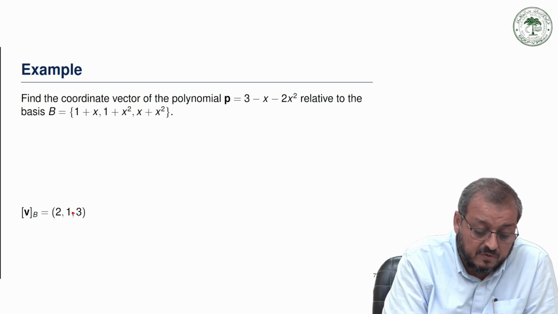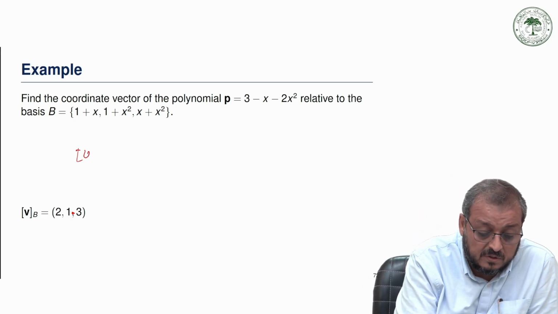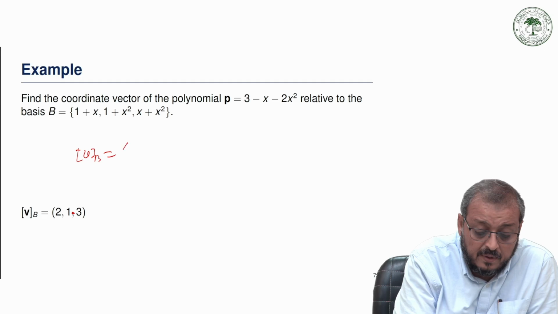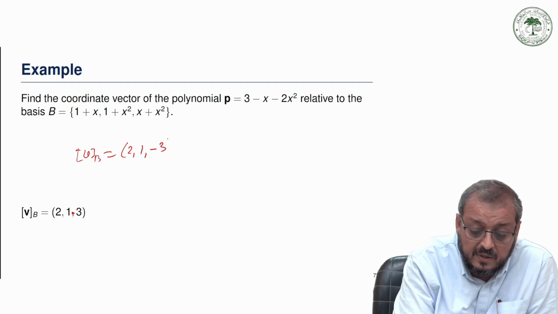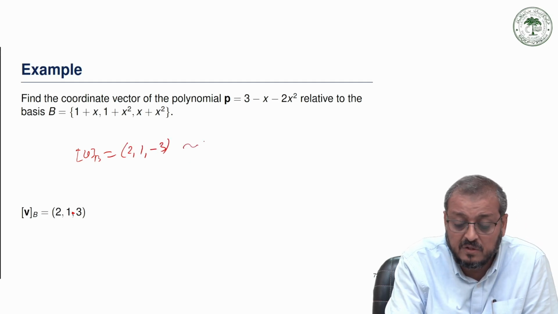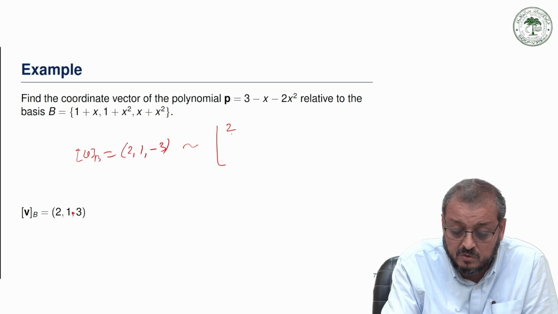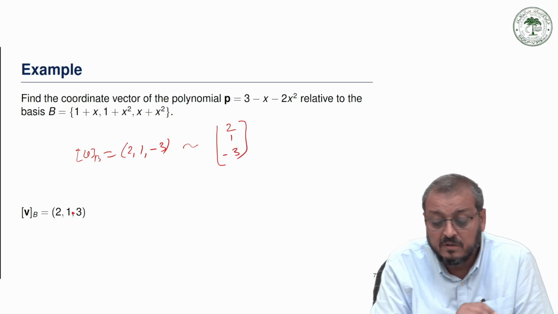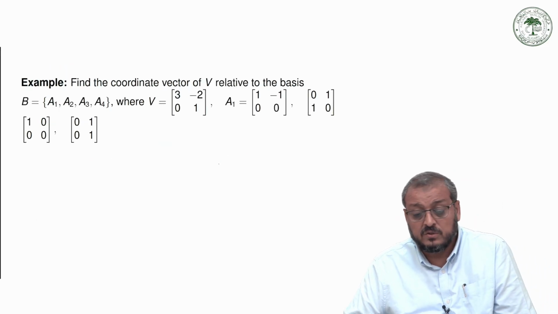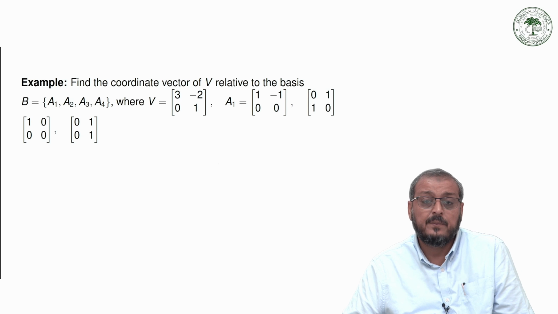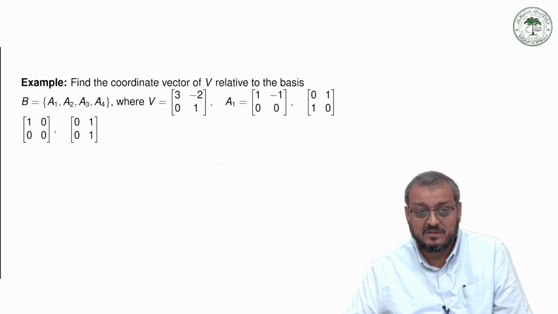So this means VB is equal to, this is not correct. The correct one is 2, 1 and minus 3. This is a vector, and if we write this in the form of a matrix, 2 1 minus 3 is this thing. Okay, so now one example related to the matrix.